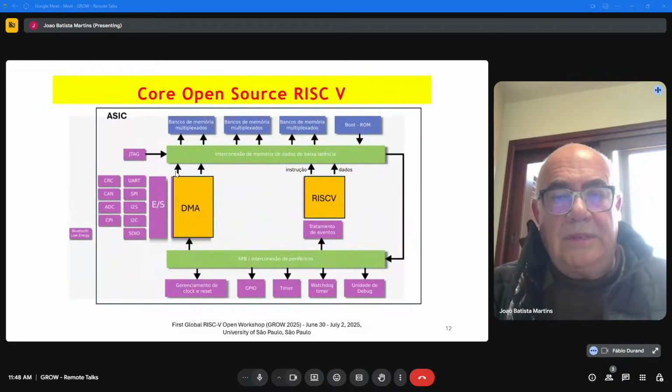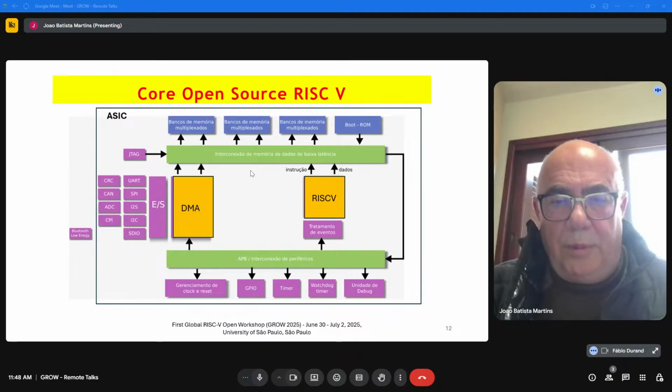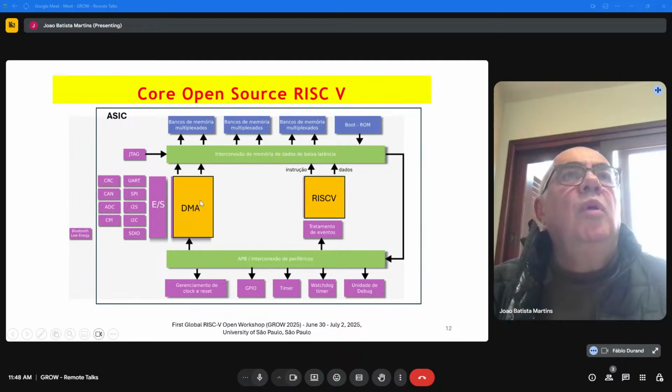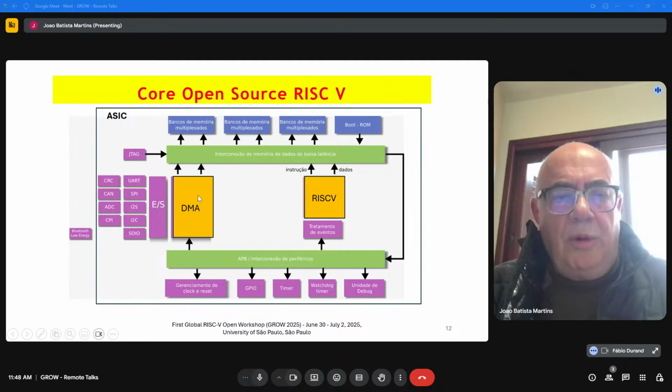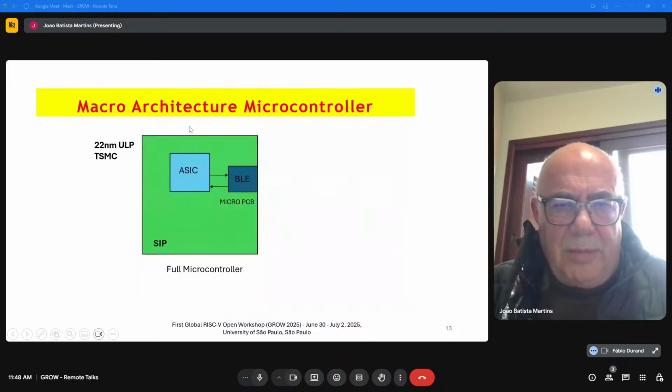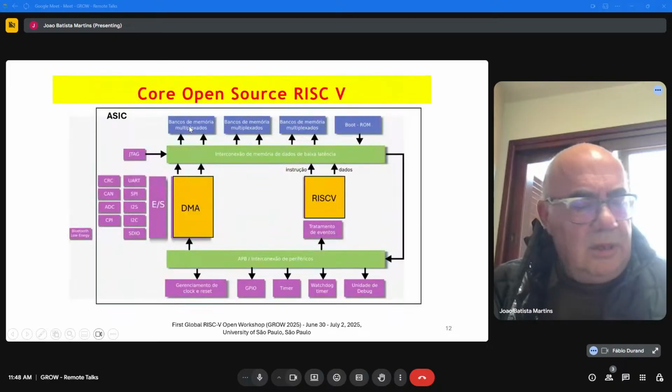The open source RISC-V core in PULPissimo, in this presentation: the RISC-V core, the memory access module, the memory interconnect, the APB, and the memory banks.